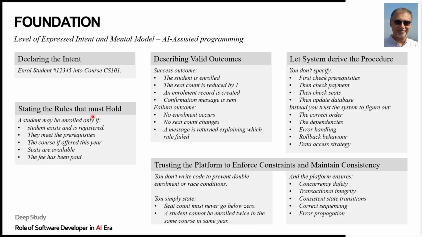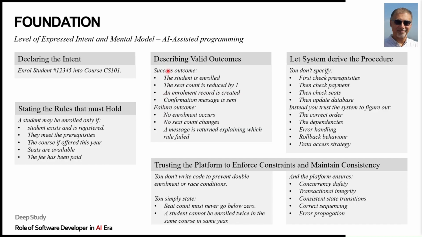Stating rules that must hold. The student may be enrolled only if the student exists and is registered, they meet the prerequisites, the course is offered this year, seats are available, and the fee has been paid. These are constraints, not instructions. You are not saying how to check them, only that they must be true.